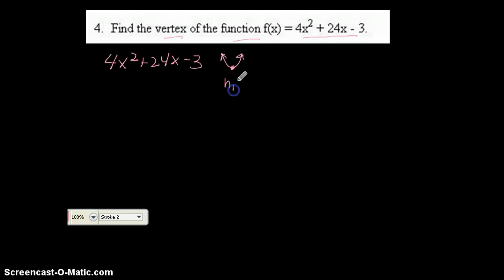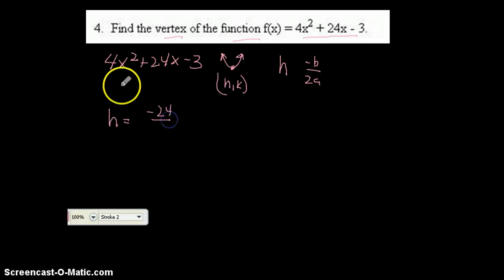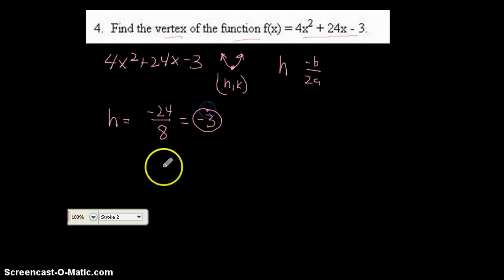It's h comma k. And remember, in this particular form, h is negative b over 2a. So let's do that over here. h is equal to negative 24 over double a. Double a would be 8. So that's a negative 3. So h is negative 3.